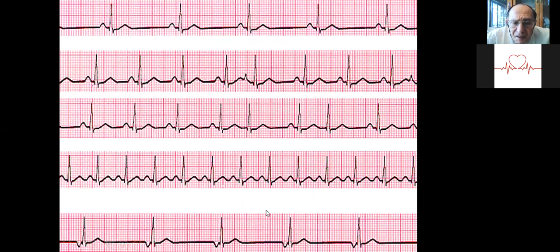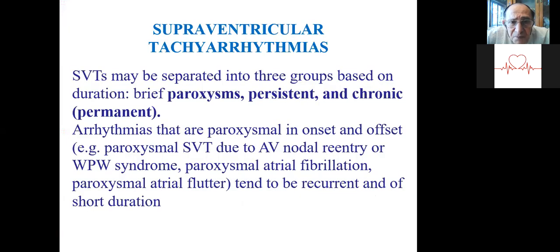This is sinus tachycardia, and in the lower strip, the P wave is inverted. It is junctional rhythm. The PR interval is short and the P is inverted. This is junctional rhythm, previously called nodal rhythm.